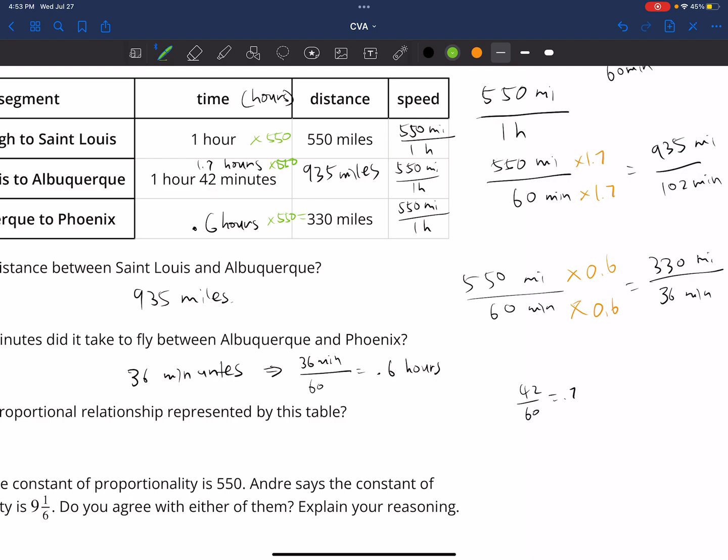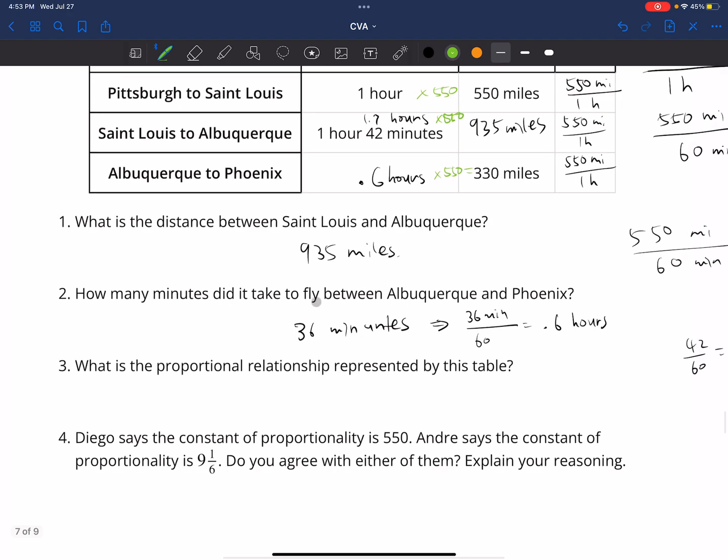So yeah, if you want to get minutes and then turn it into hours, just divide it by 60 and you'll get the hours. So as you can see, you just have to multiply by 550 each time, right? If you want to go from time to distance, you have to multiply by 550 each time. So what is the proportional relationship represented by this table? The proportional relationship represented by this table is 550, okay?